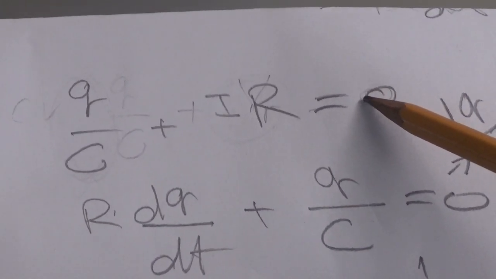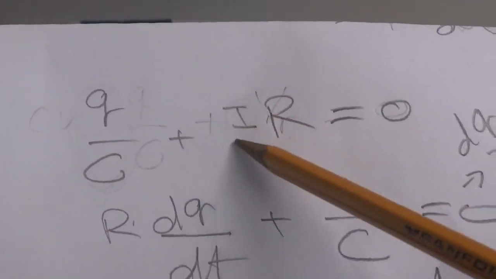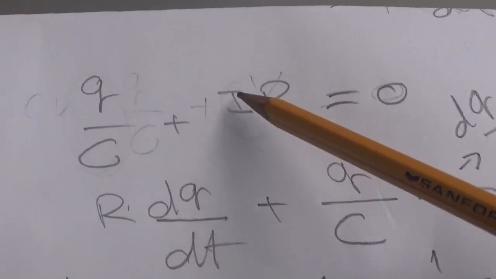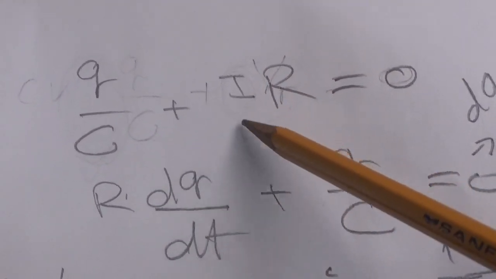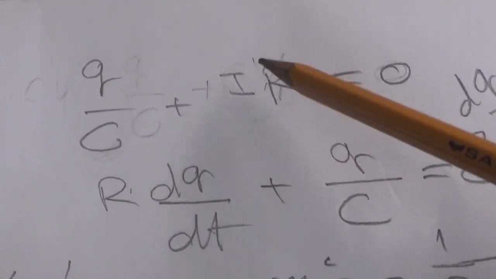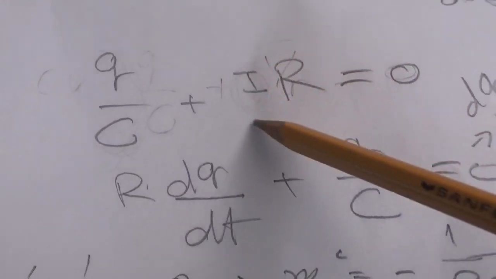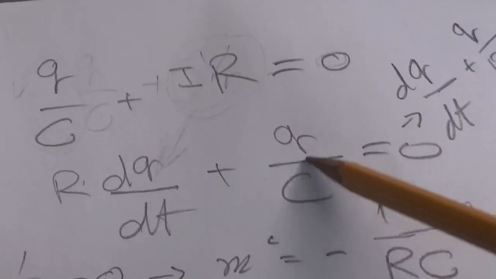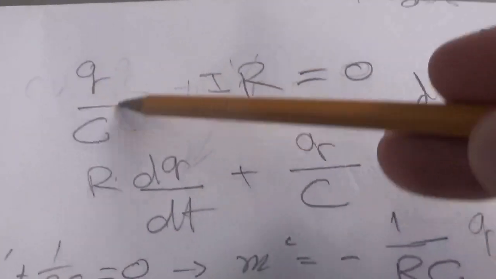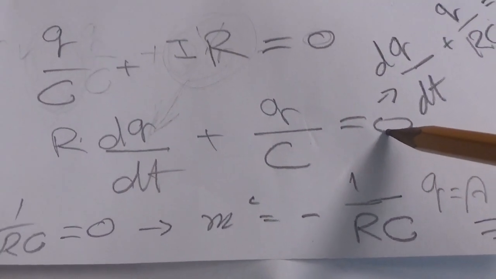Now guys, I will modify this equation a little bit. We know that the current is equal to the first derivative of the charge with respect to time. So we can write this term as R dQ over dt, plus Q over C, which is from this term right here. The whole thing is equal to 0.